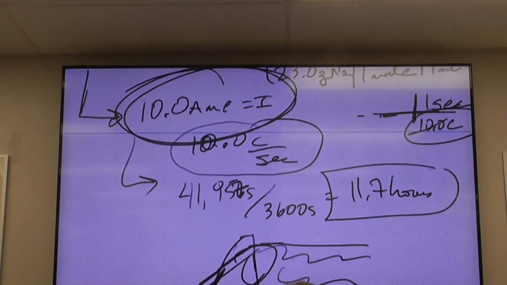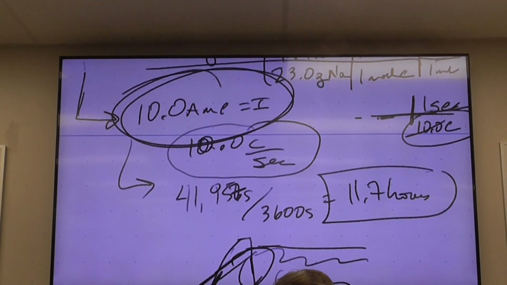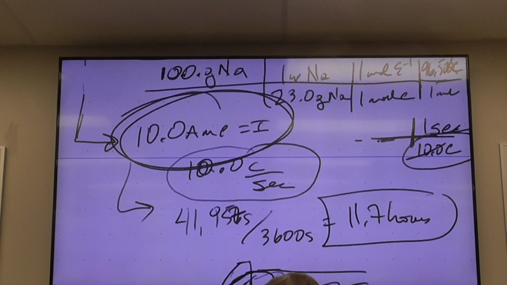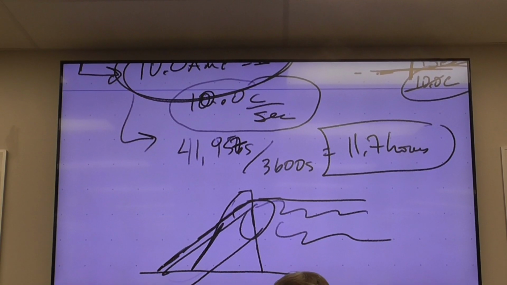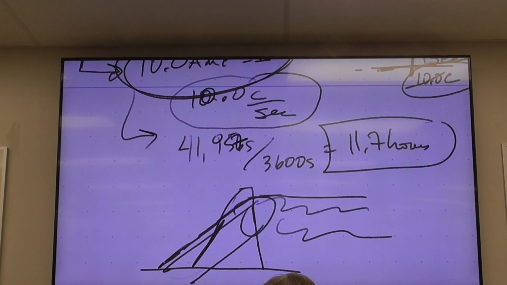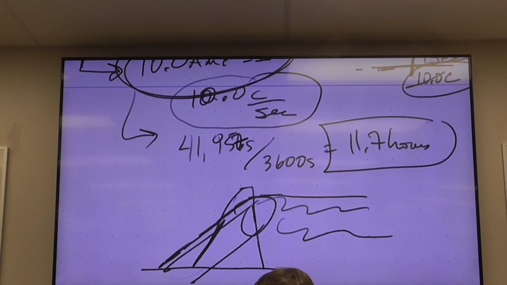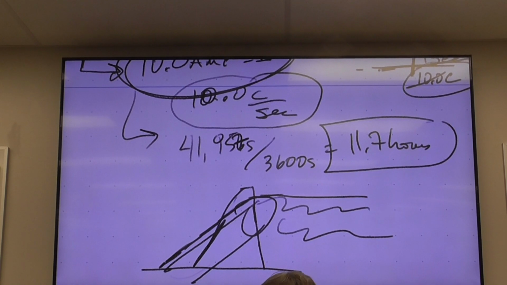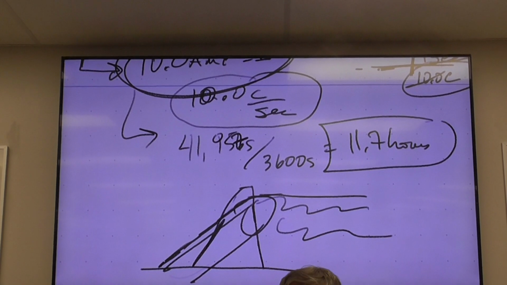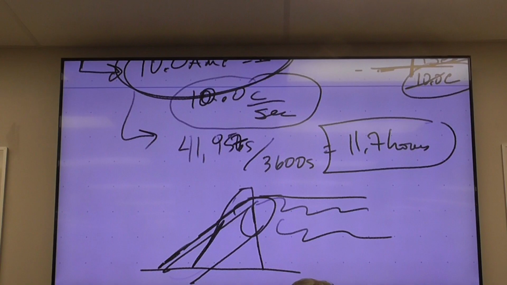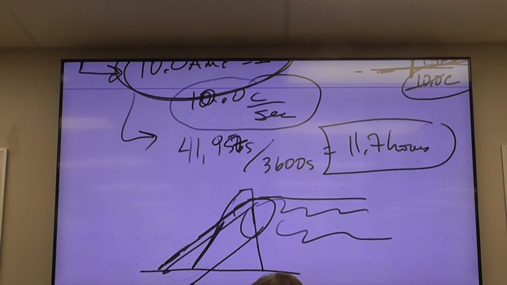Now, you can also change this up. Instead of finding time, I could have said, I'm going to run a 100 amp current for 10 hours. How much mass am I going to produce? So if you're given current and time, you just basically reverse the stoichiometry. All right, we're good? Got it?